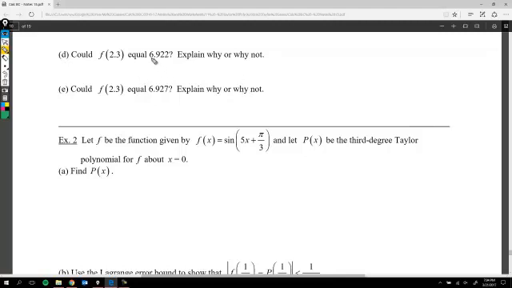Okay, now it's asking if I could equal 6.922. Well, that does fall in my interval, so yes, it could. Could it equal 6.927? That falls outside of my upper bound, so no, it could not. Right, and for explanation, just look at the inequality that I just did.